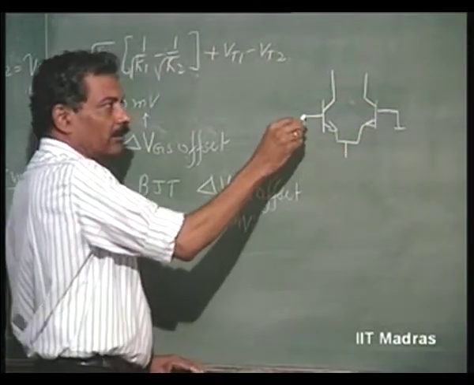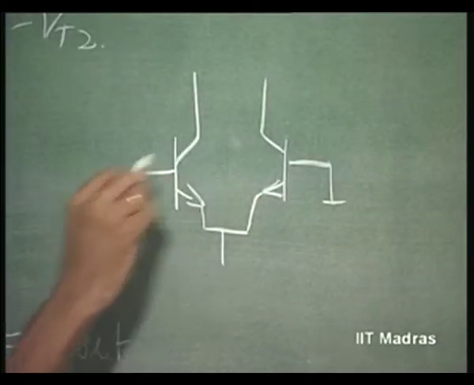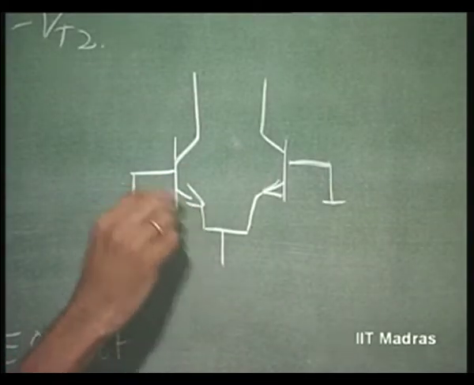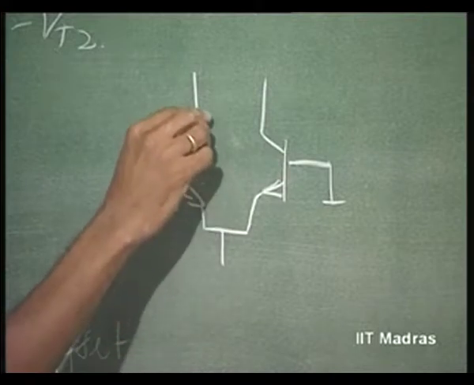Now, this is what is called delta VBE offset. When both the bases are connected together, VBEs are the same. At that point, the two currents are different.